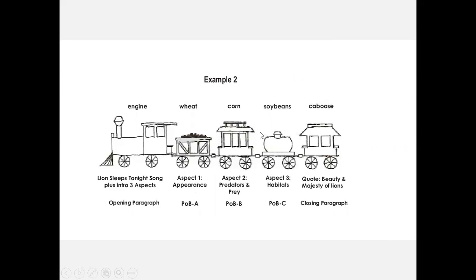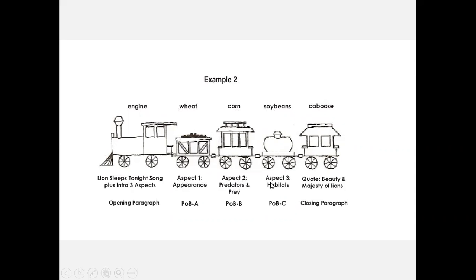Here's another one. Now there's the top one: the engine, wheat, corn, soybeans, and caboose. But this is another one. This is where we're not going to have 3 different objects, wheat, corn, and soybeans, that very simplistic 3 different complete items. We are going to have 3 different aspects. And this is where I've been working with my junior high kids for the last month on their 3 aspects of, well, some of them were doing 3 aspects of elephants.